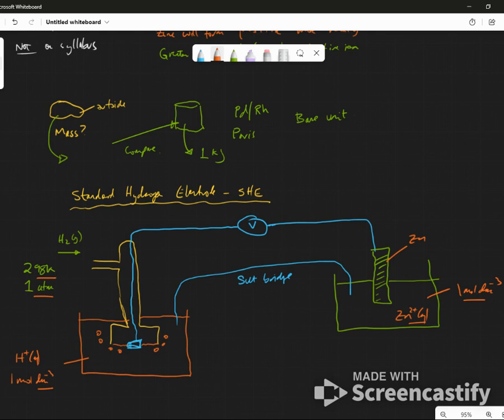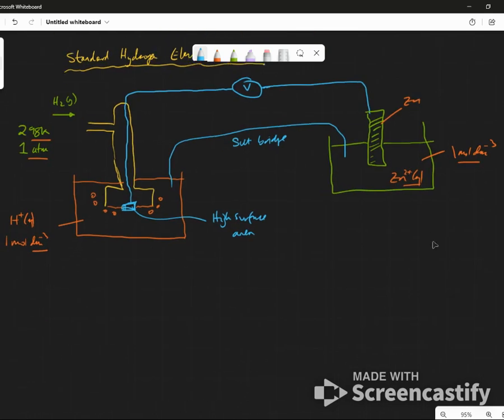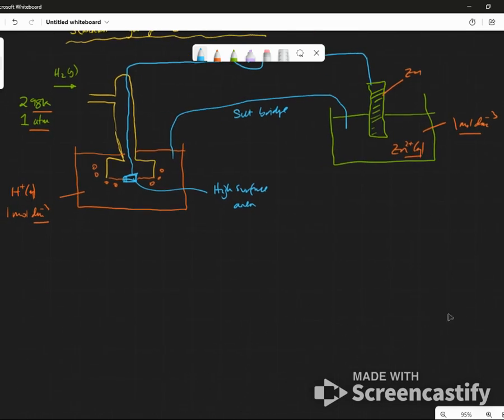But this platinum, interestingly, has a very, very high surface area. So is the surface of that platinum going to be rough, or is it going to be smooth? What do you think? It's going to be very rough, yeah? And the reason we want it rough is because it's going to capture hydrogen bubbles onto it, yeah?